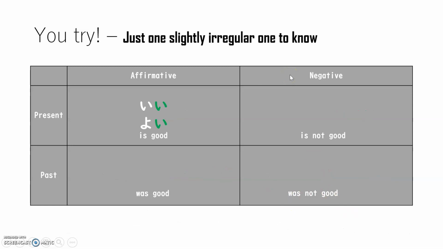Now there's just one slightly irregular adjective that you're going to need to know. You already know ii, but you might not have heard yoi as much. Ii means good, of course. Yoi is just another form. It's sort of an older form, but you can still hear it. Mostly, when people talk, they just say ii.